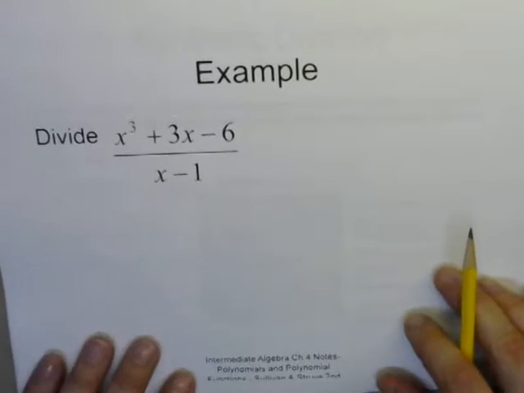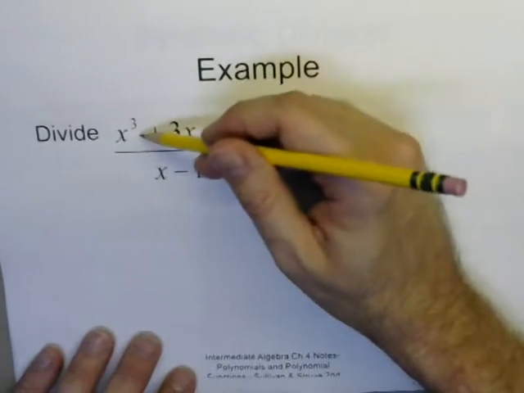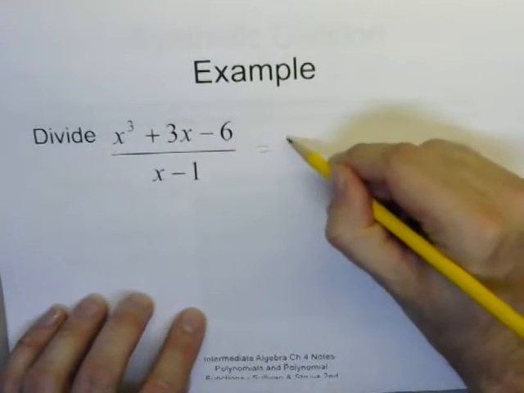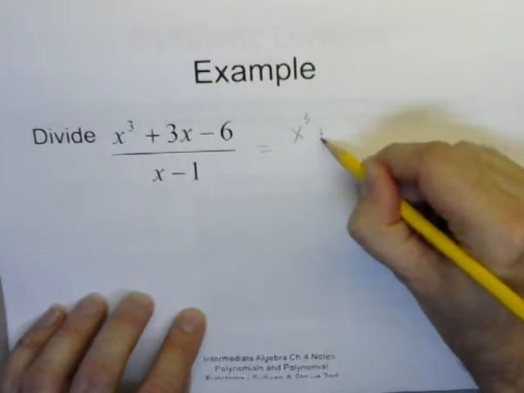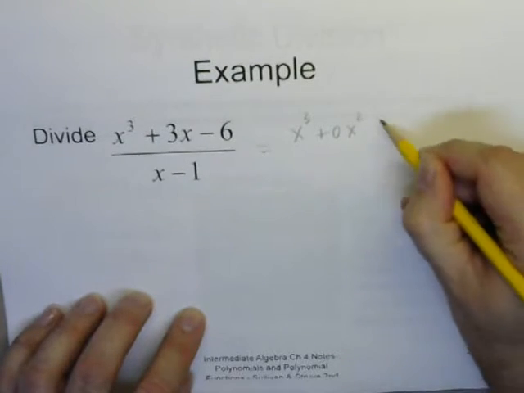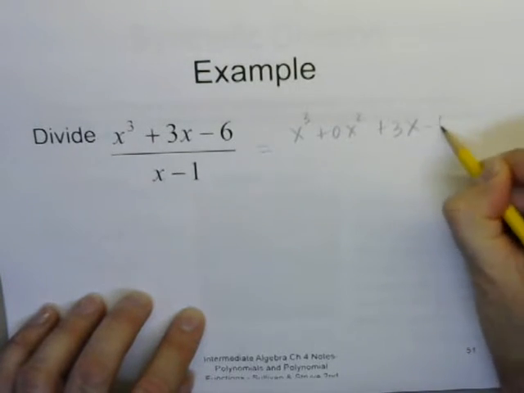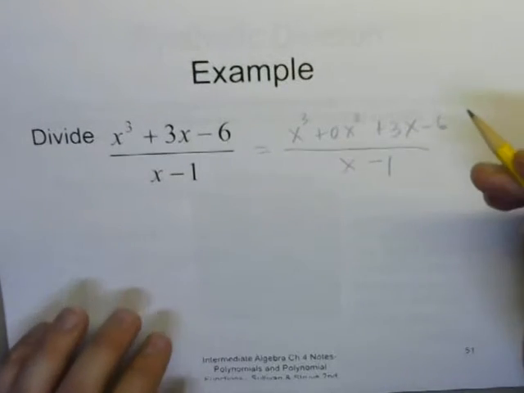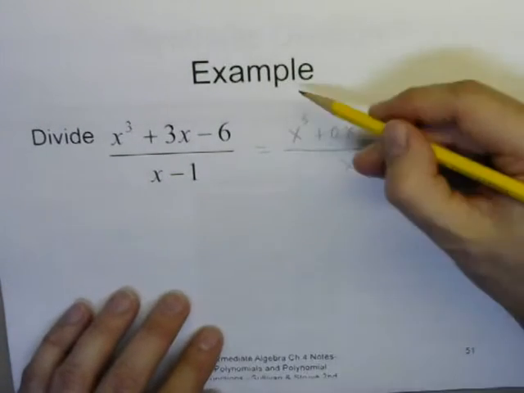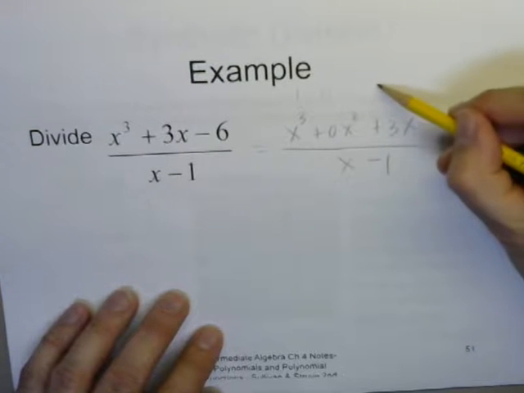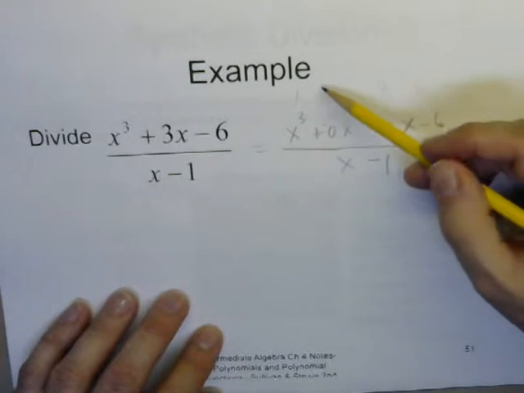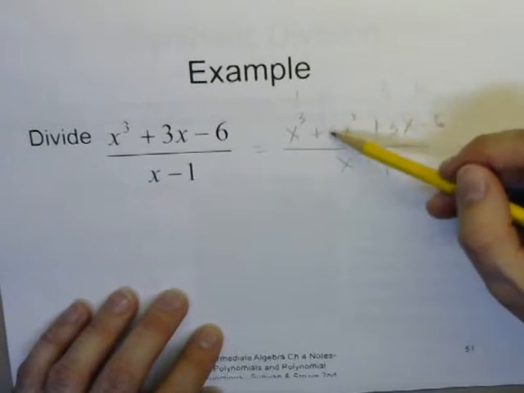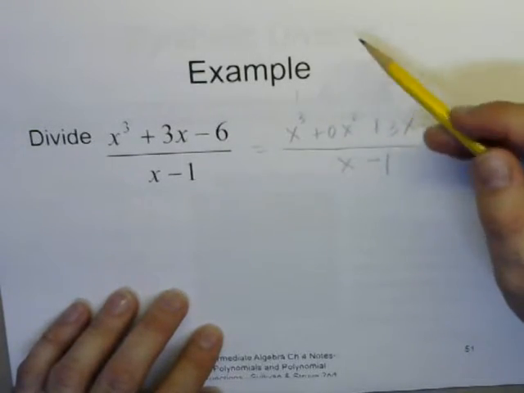Now, one thing you do have to watch out for when you're doing division like this is you might have missing powers, right? So if you think about what this really means, you're taking x cubed plus 0x squared plus 3x minus 6 divided by x minus 1, right? So it'd be kind of like if you had 1036, right? You wouldn't just write it as 136, because remember this number tells you how many x's or powers of 10 you have, right?